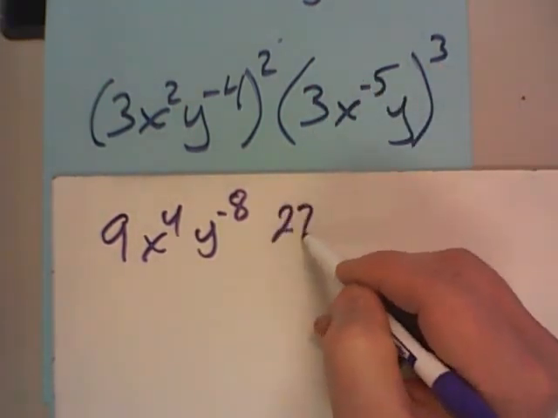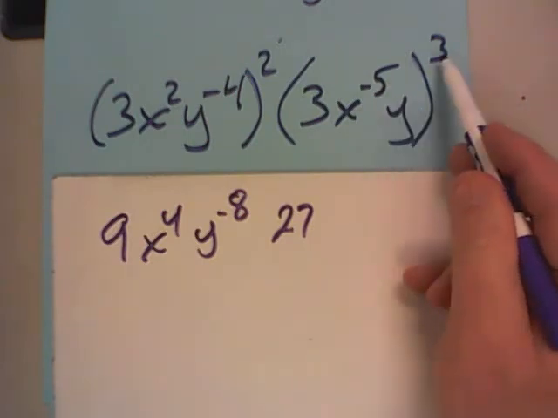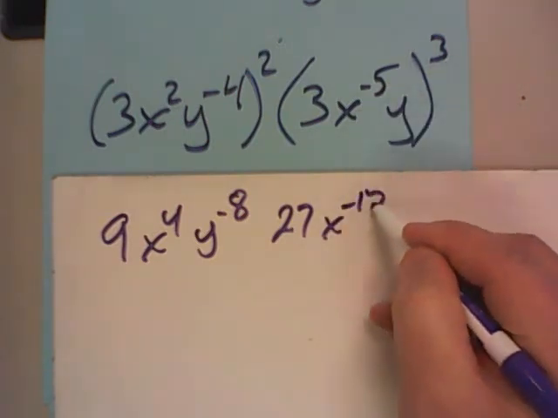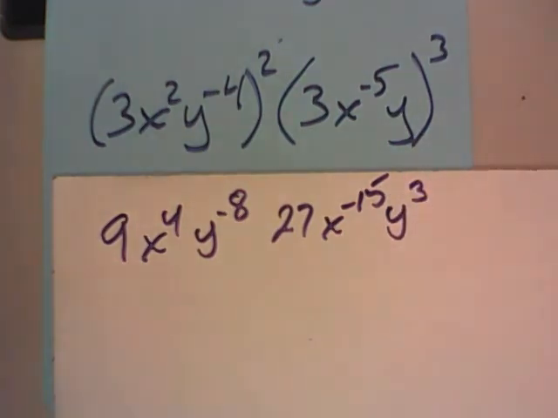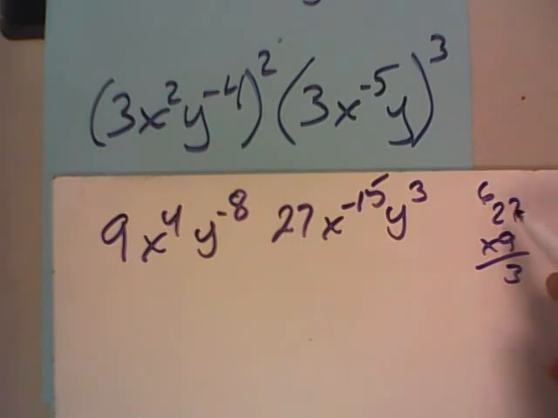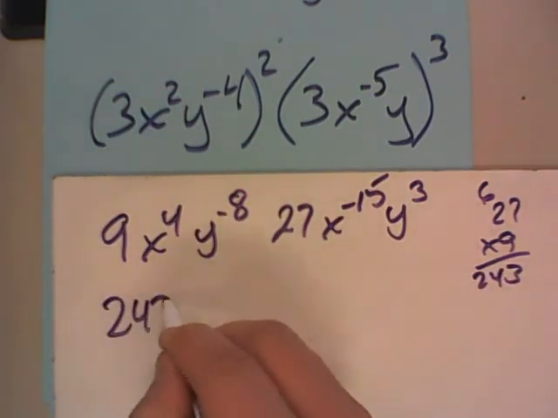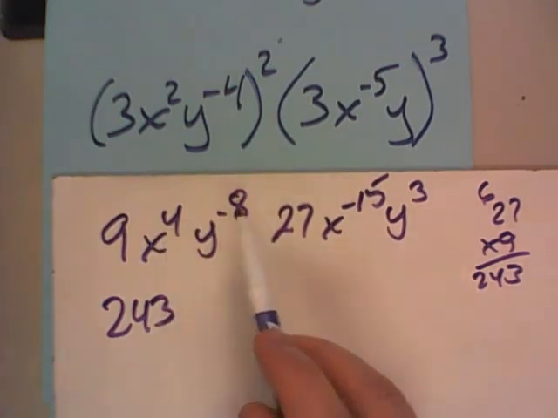3 to the 3rd, however, in this set of parentheses, 3 to the 3rd is 27. X to the negative 5th to the 3rd, well, that's x to the negative 15th. And then y to the 1st to the 3rd is just y to the 3rd. So now I have things outside of the parentheses, and now I can multiply those things together. Well, hopefully I can. 9 times 27, I don't know that one off the top of my head. So 27 times 9 is 63. 18, so 243. So 243.